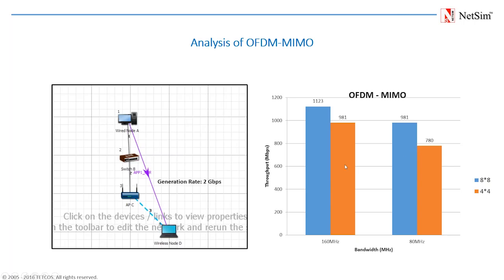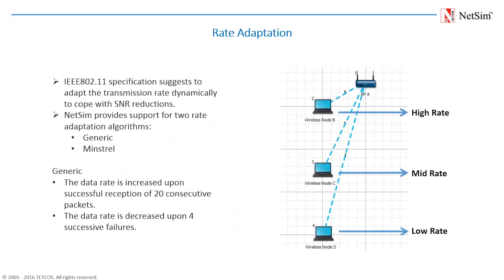The performance of 802.11 wireless LAN is influenced by the wireless channel characteristics or the signal to noise ratio, particularly when operating in harsh environments. In order to cope with the SNR reduction, the 802.11 specification suggests adapting the transmission rate dynamically, since modulation techniques employed at lower rates are more robust. However, the standard does not define any rate adaptation technique.